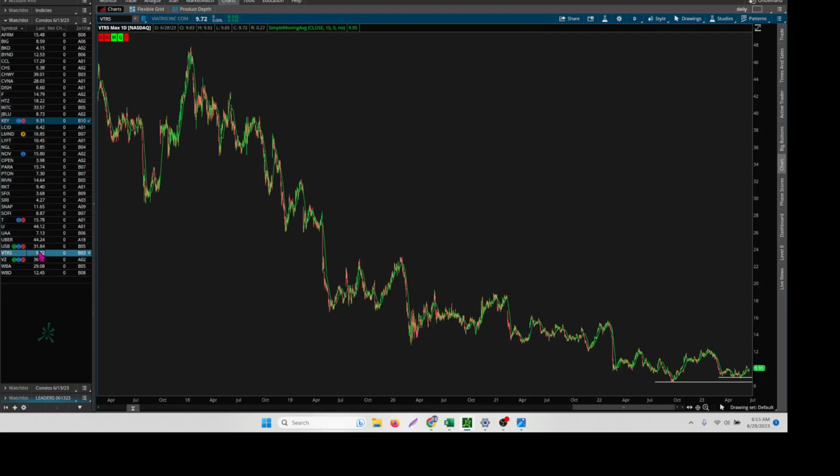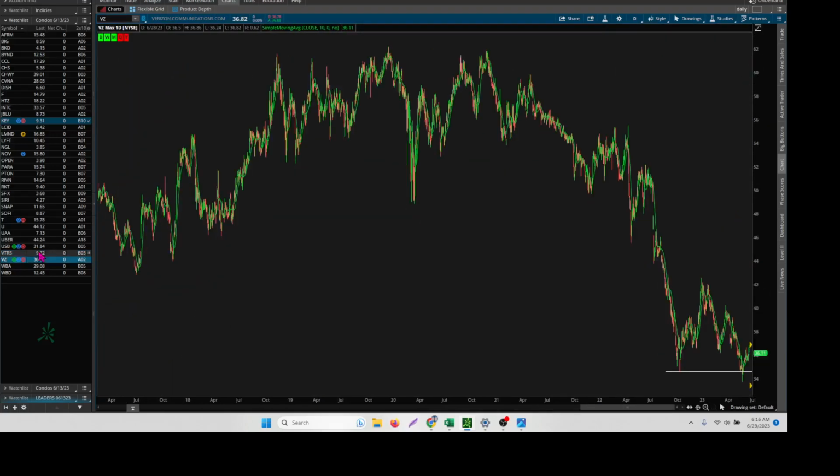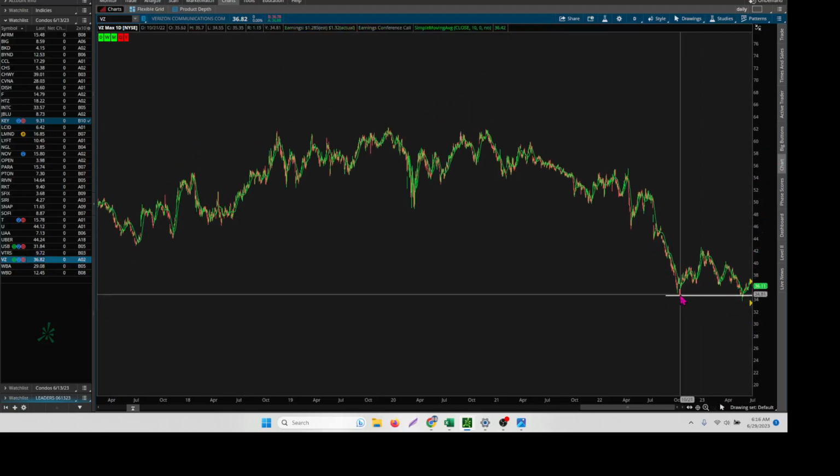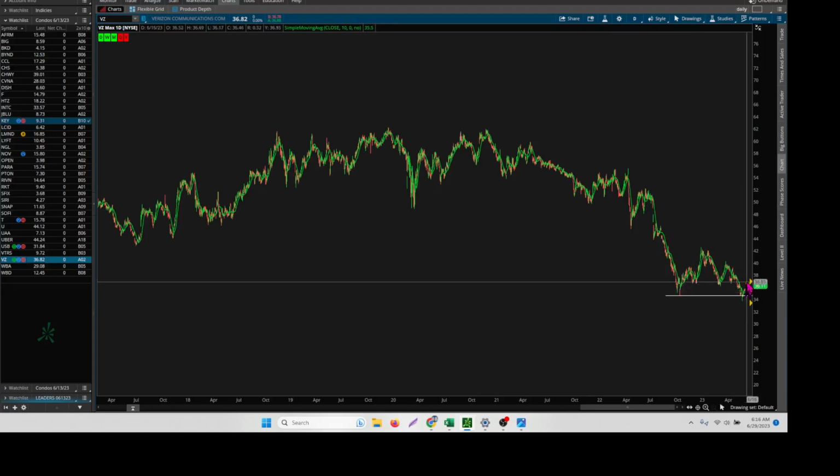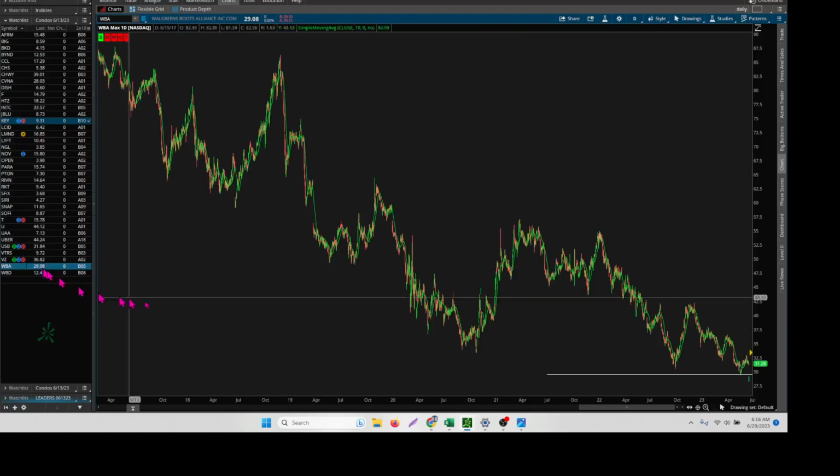TRS, same thing, just working its way up patiently. Verizon, look what happened with Verizon. Look at what happened. We took out the previous low. We sat there for like a day, and then buyers stepped in, and now we're trying to reverse. Value plays, guys. Value plays.